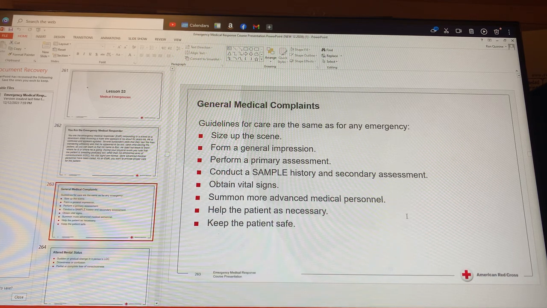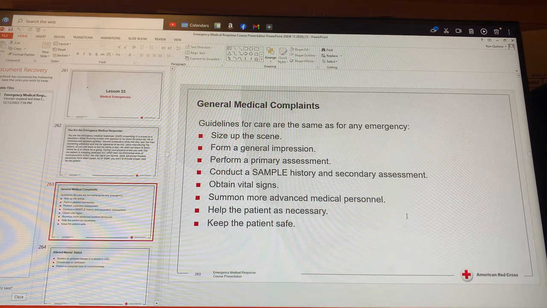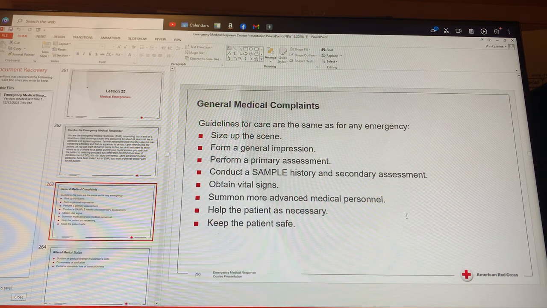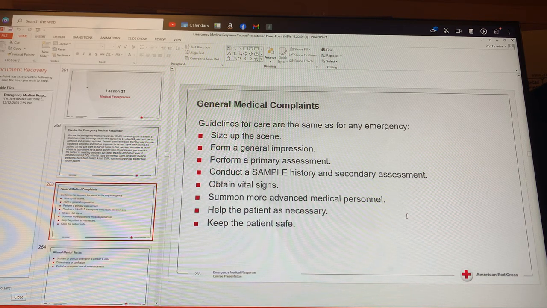Okay, so now here we have general medical complaints. The assessment and care of general medical complaints follow the same general guidelines. Scene size up. Size up the scene to ensure your own safety and the safety of others. Form a general impression of the patient as you approach to determine if there are any obvious life-threatening conditions such as severe life-threatening bleeding and if the patient appears to be conscious or unconscious.